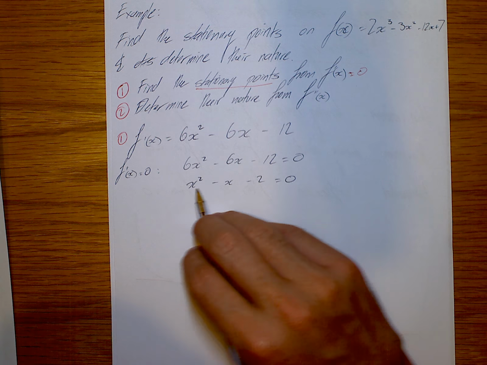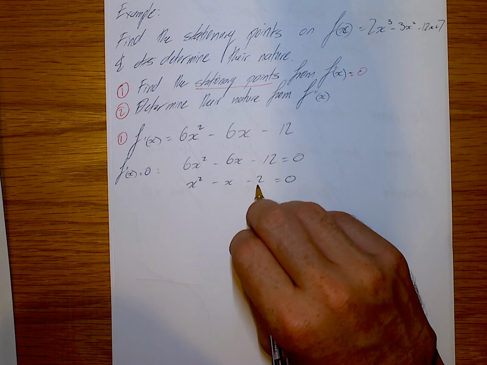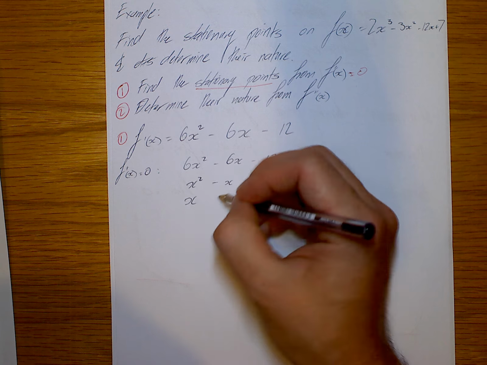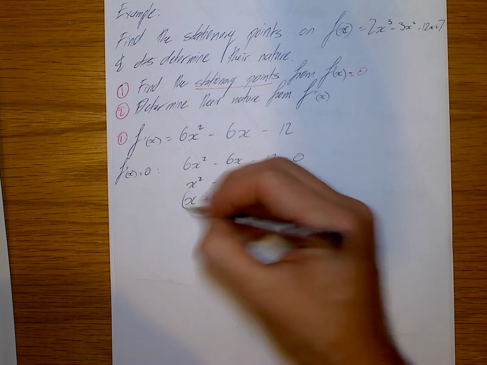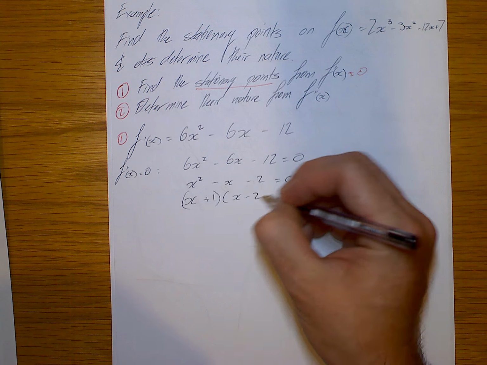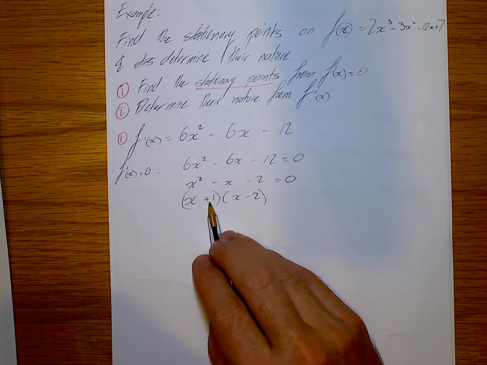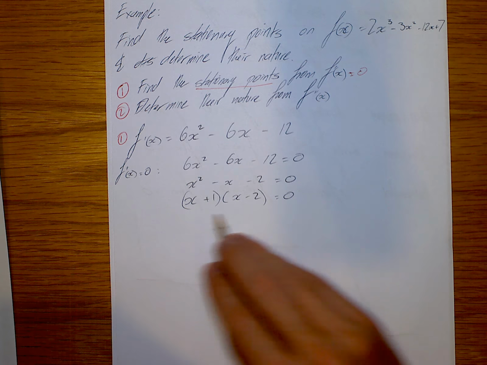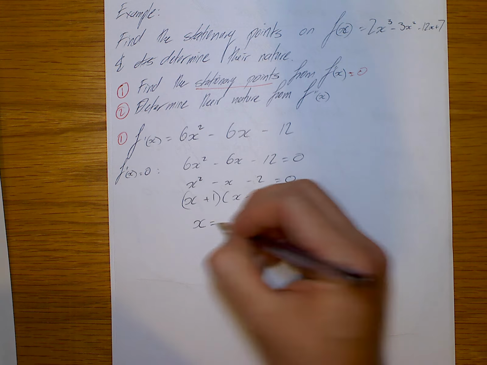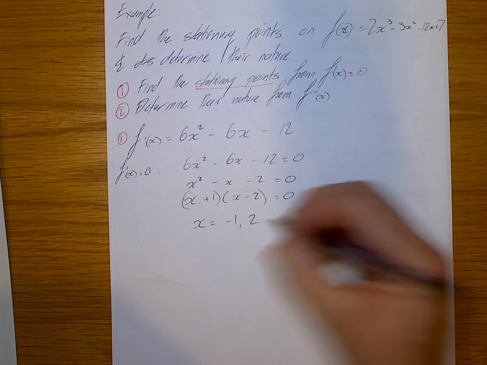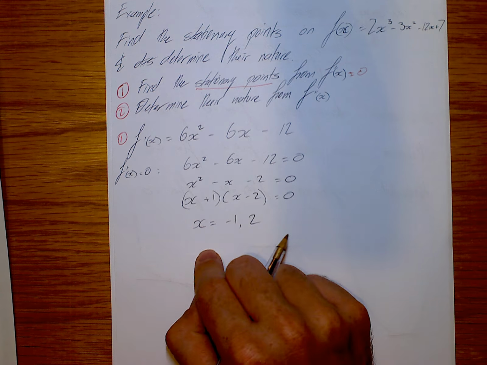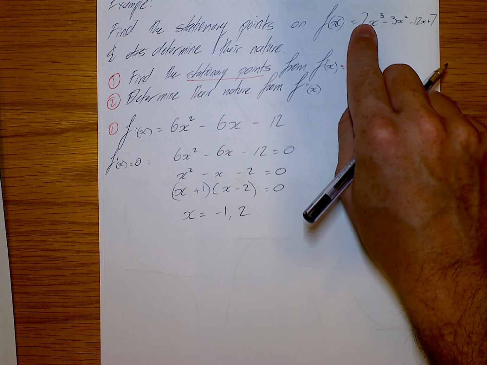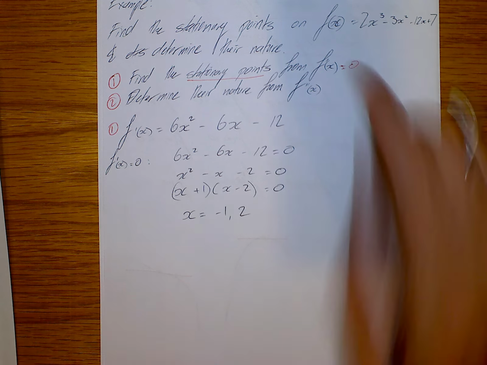If I'm thinking about it, two numbers that multiply to give negative 2 and add to give negative 1, that's going to be x plus 1 and x minus 2. X times x is x squared, yep, that works. And therefore, to make this true, x must equal negative 1 and positive 2. So we have our x values. Let's put them right back into our original function to find our y values, and then we'll have our points.